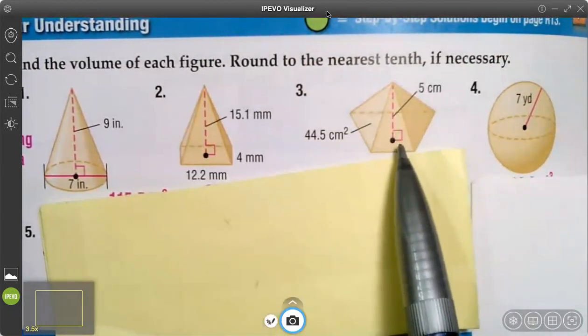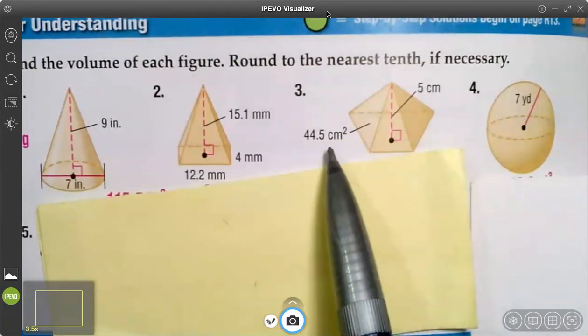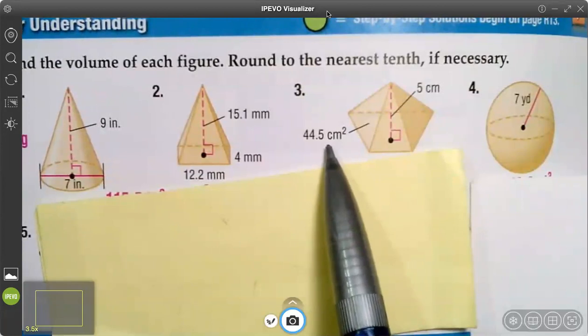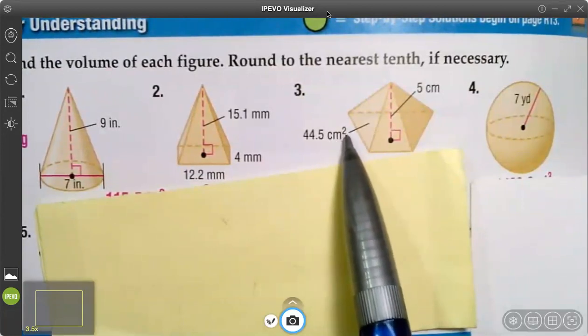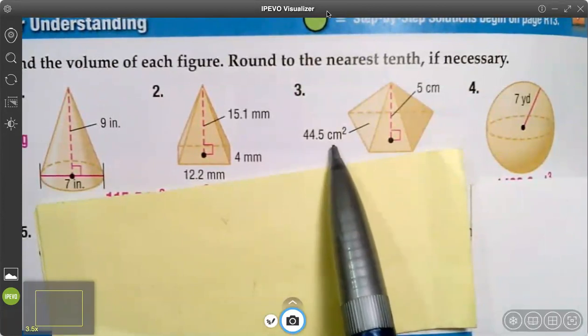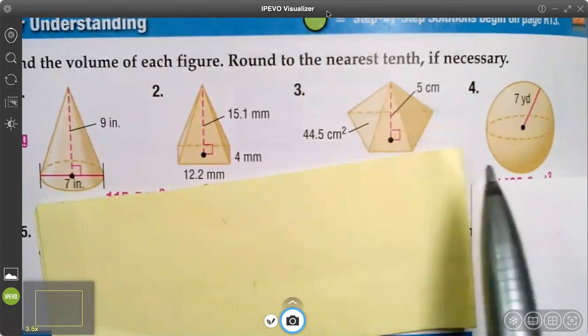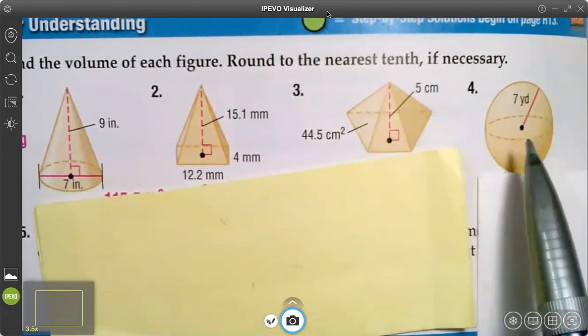Here it gives me some sort of pyramid. I don't even need to know what the base is because it tells me the area of the base is 44.5. I know that's the area of my base because it gives me this square telling me it's a two-dimensional measurement. So I'm going to plug 44.5 in for big B on that one. And then 5 is going to be my height. Here I have a sphere. I'm given a radius of 7, which is all I need.